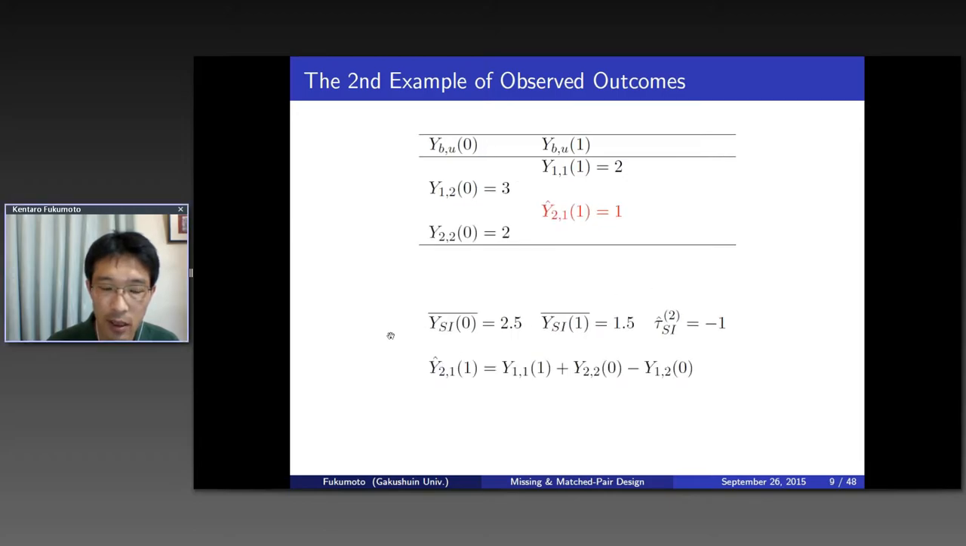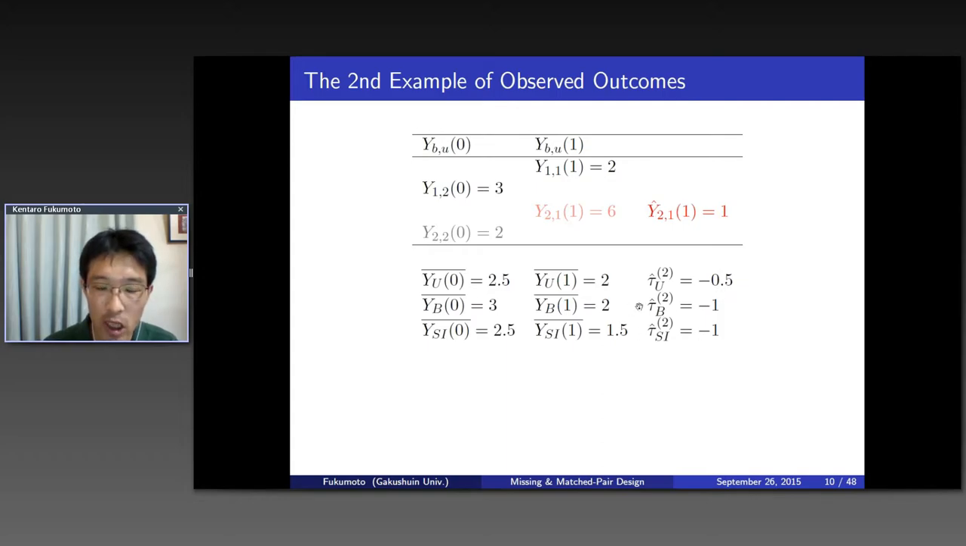And the third estimator is single imputation estimator. And in this case, following the classic imputation method, the missing value of the first unit of the second block is imputed by outcome of first unit in the first block plus outcome of the second unit in the second block minus outcome of second unit in the first block. Then we can calculate the average of outcome for control group and treatment group, and we have the estimate of single imputation estimator, which is equal to minus 1. Here's a summary. So depending on the estimators which you use, we can have different values of estimates.